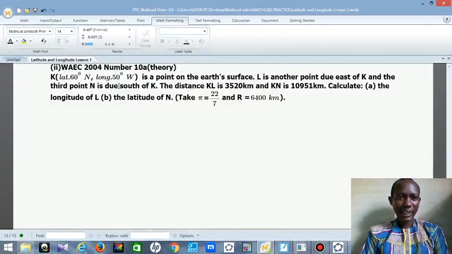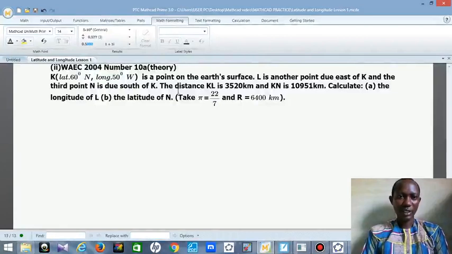And the third point N is due south of K. So there's another point N which is due south of K. When they say due south, that means from K you just come down south. Just like L is a point due east of K. That means from K you move east. So that is what we do in the sketch.